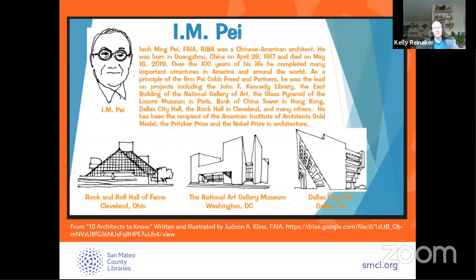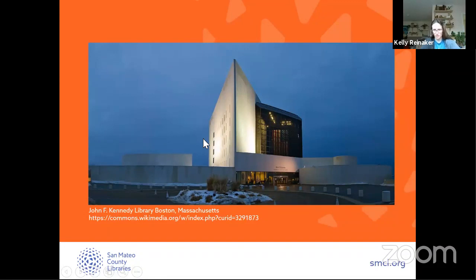There's a few examples illustrated on the page here. But let's take a look at some of the pictures of the actual buildings. Just a few examples here. Of course, we are a library system, so this is an example of a presidential library, the John F. Kennedy Library, that I.M. Pei was part of designing. Definitely looks different than the East Palo Alto Library, and certainly I don't think any of our branches in San Mateo County look quite like this one, but pretty cool design there.